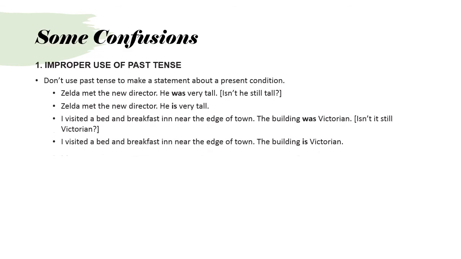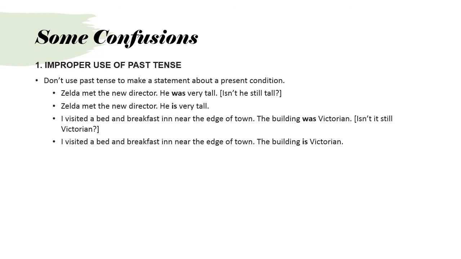Right. So we should not use past tense to make a statement about a present condition. Zelda met the new director. He was very tall. When we say he was very tall, does it mean that he's not still tall? Better: Zelda met the new director. He's very tall. So we should not use past tense to make a statement about a present condition.